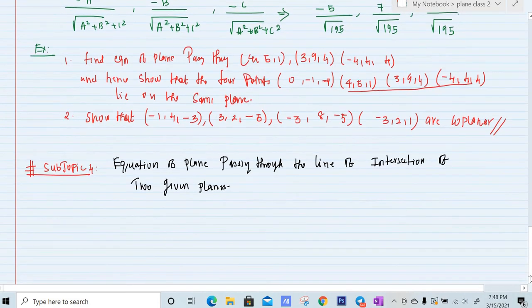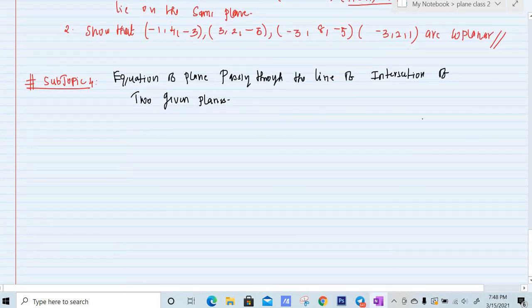Suppose I have two planes, let us say this is one plane, and the other plane is somewhere around here. Now we need to find an equation of plane passing through the line of intersection of these two. This is the line of intersection, right? At this point our planes are intersecting. We need to find another equation that has to pass through the line of intersection of both the planes, right?